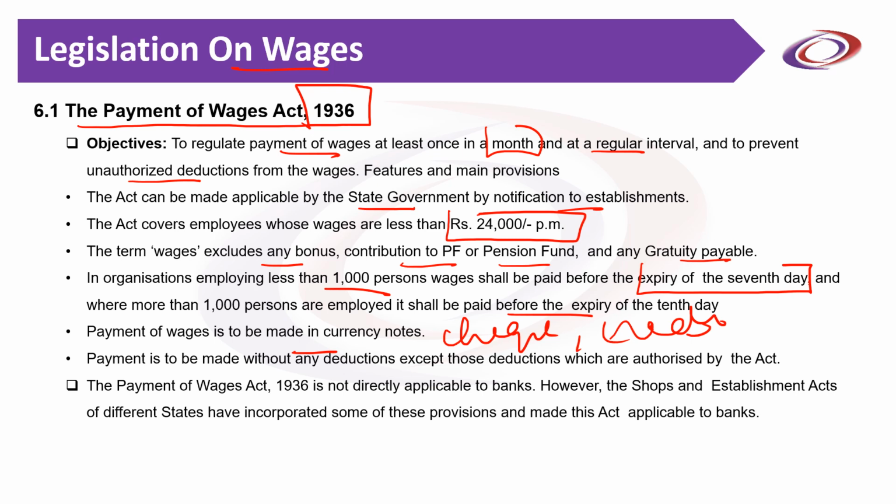Payment is to be made without any deductions except for those that are authorized by the act. The authorized deductions are fines, absence, and deduction for damage or loss. Apart from these, any unauthorized deductions can't be made. However, the Payment of Wages Act is not directly applicable to the banks. Not directly; some parts of it are applicable.